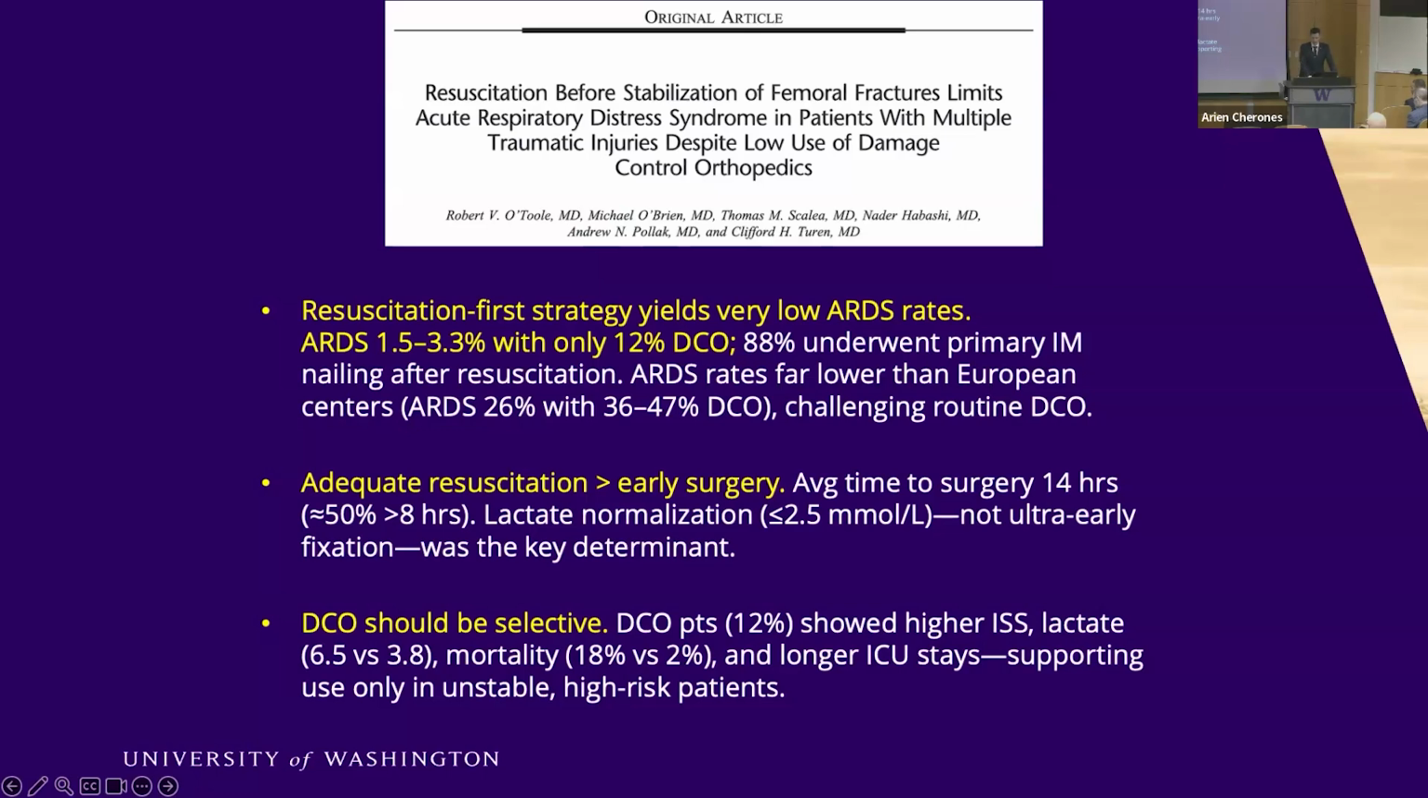Now, obviously, this was limited by its retrospective nature, and the ARDS definition made some assumptions that may have overestimated the rate, and the rationale for the use of damage control orthopedics wasn't set. It was just subjective.